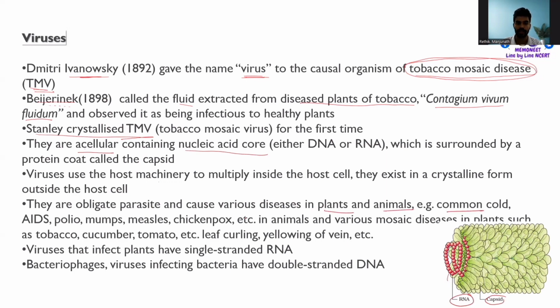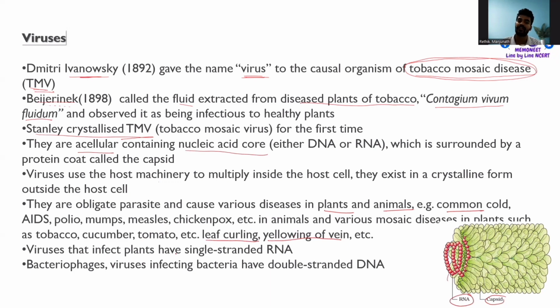For example, common cold, AIDS, polio, mumps, and chickenpox, etc. All these diseases are actually caused by viruses. And even various mosaic diseases are caused in plants such as tobacco, cucumber, tomato, etc. You have seen the leaf curling, right? And the veins of the leaves being yellowish in color. So this is actually caused by the infection of a virus.